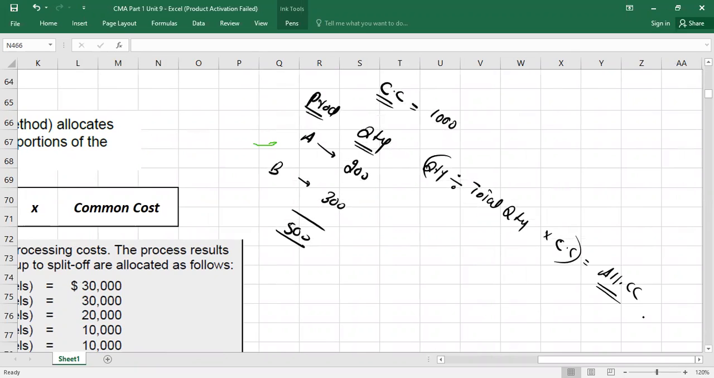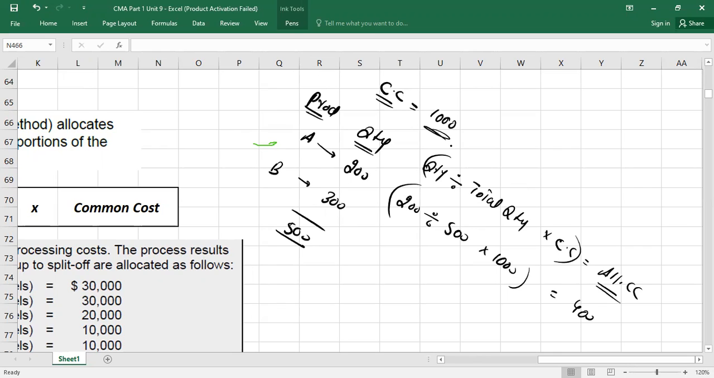For example, if I want to allocate to product A, how many units of product A do we have? 200, so we take 200 divided by total quantity. Total quantity is how much? 500. So this will give you a percentage, 40%. Then we multiply with the common cost. So you will get an allocated common cost of 400, because the common cost was $1,000. Understood?